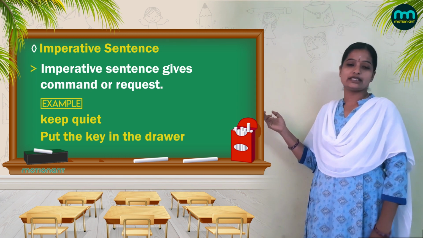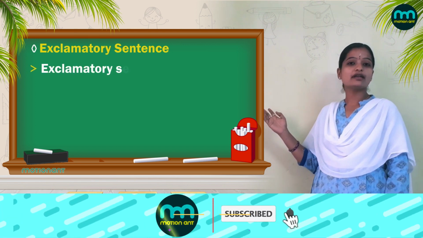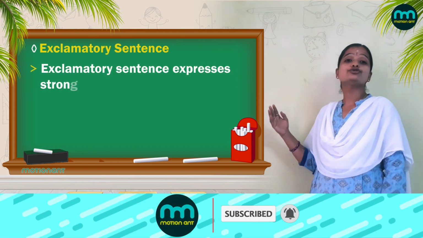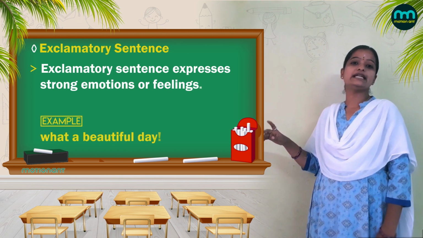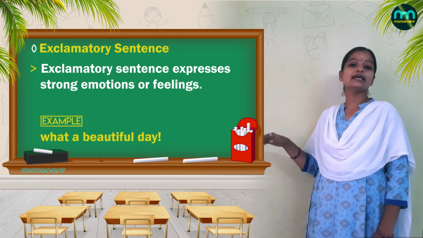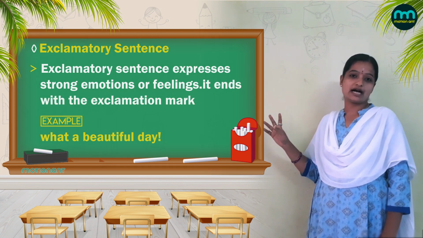It is a request. Next is the exclamatory sentence. An exclamatory sentence expresses strong emotions or feelings. What a beautiful day. It is expressing a strong feeling. It ends with the exclamation mark.